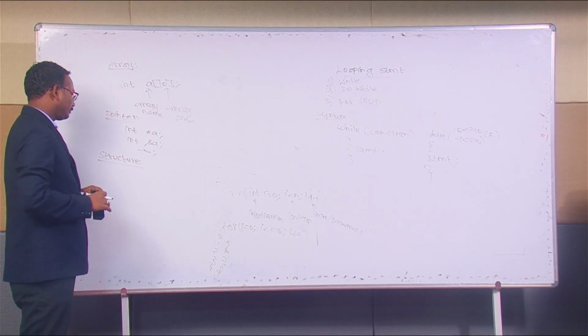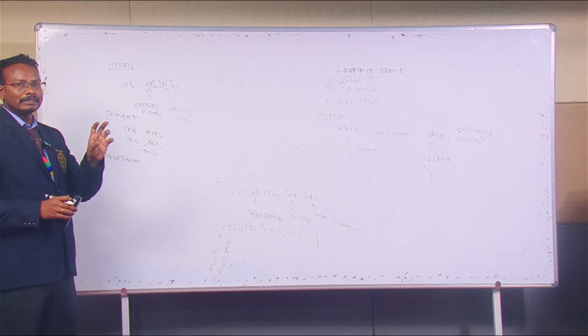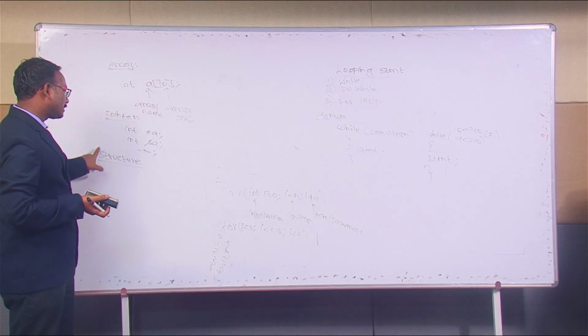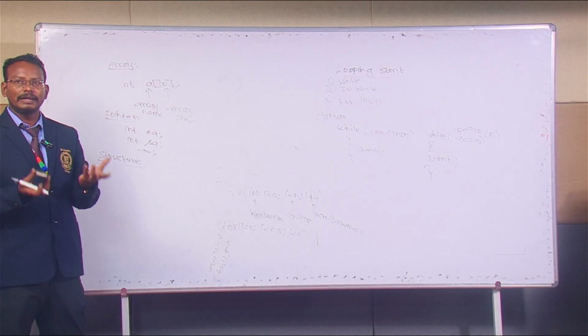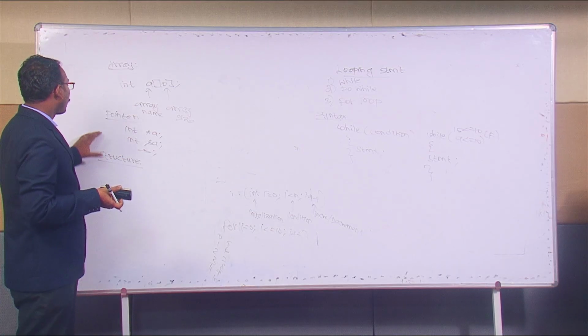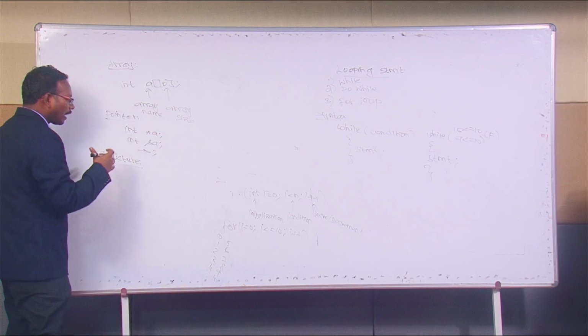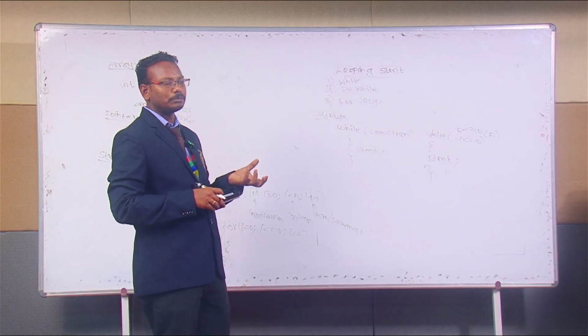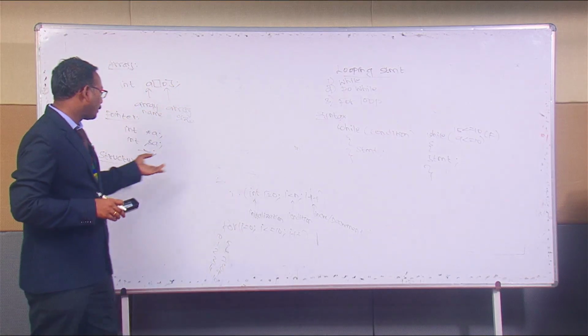What is structure? A structure is a collection of different data types. Array is a collection of similar data types, but structure is a collection of different data types. This is mainly to overcome the drawbacks of array. For example, if I need to store the data types of integer, float, and character in a single unit, for that I am using structure.